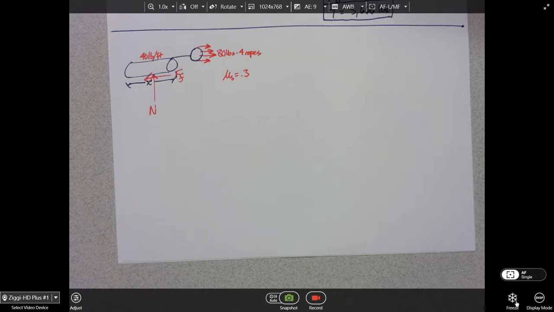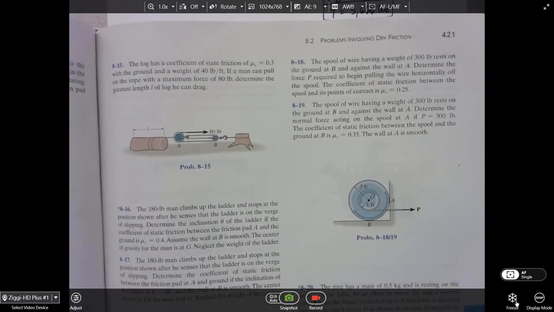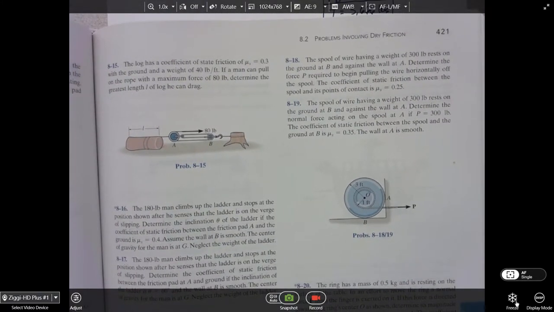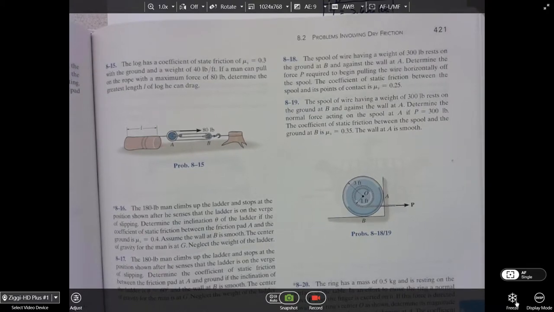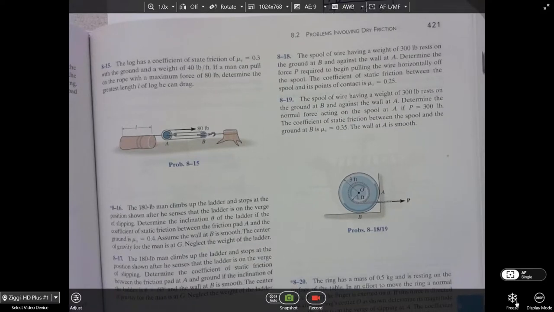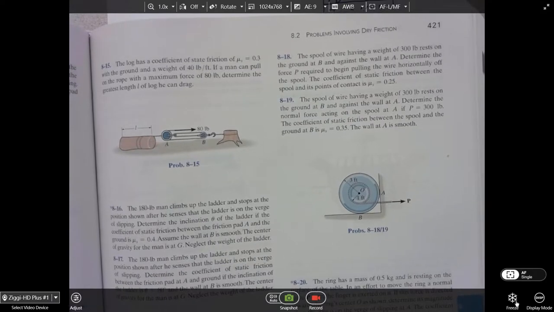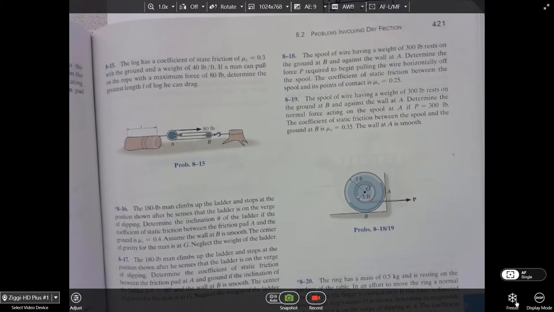And we do know the log has a coefficient of static friction of mu static equals 0.3 with the ground and a weight of 40 pounds per foot. If a man can pull on the rope with a maximum force of 80 pounds, determine the greatest length L of log he can drag.